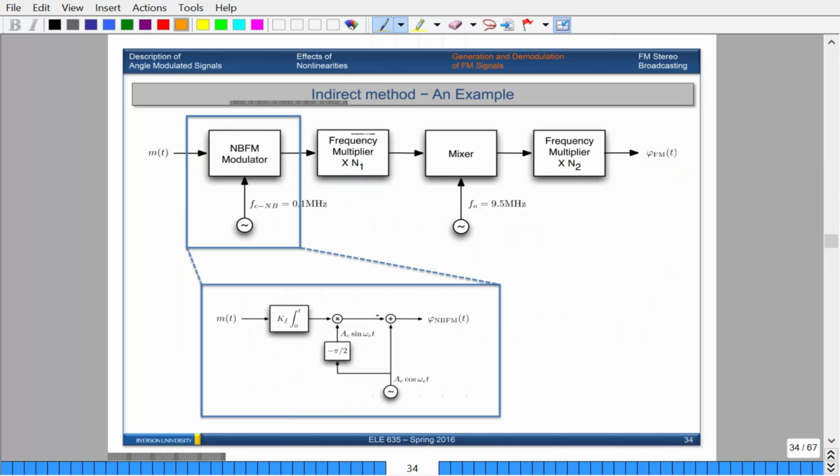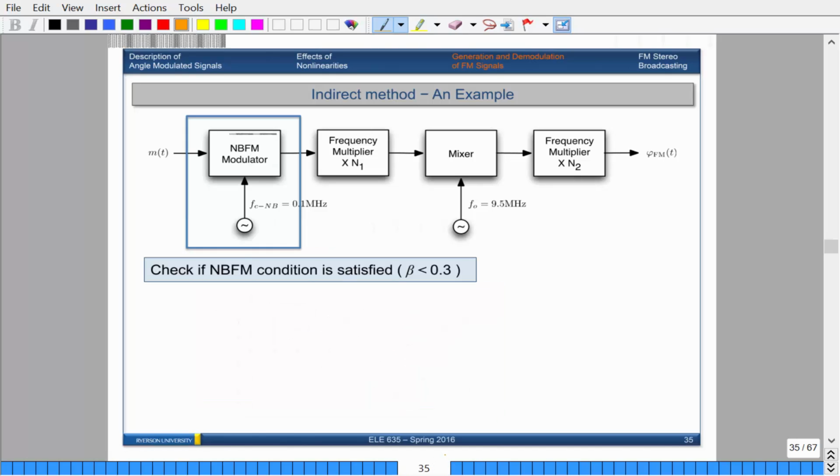Okay, so this is what the narrowband frequency modulator looks like. That's very standard. We've seen this already, right? You're just integrating the message, applying A_c sine, and then subtracting it with A_c cosine, and that's what you get. Now let's actually check if the narrowband frequency modulation condition is satisfied. You have to make sure that beta is less than 0.3. That's actually pretty simple to do.